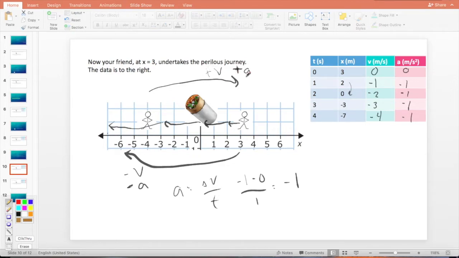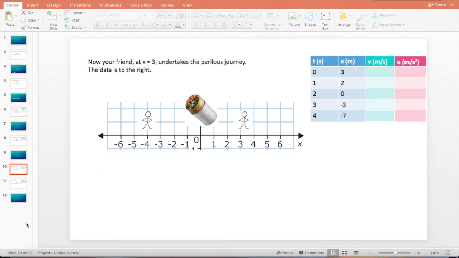Well, remember, it depends on the context for acceleration. Here's the rule. If the sign of velocity and acceleration agree with each other, that means the object is speeding up. If the signs disagree, that means the object is slowing down. So in the last example, this person moving to the right has a positive velocity. Remember, the sign for velocity means direction. And the acceleration was also positive, so the person was speeding up. This person going to the left has a negative velocity. The acceleration is also negative. Those agree with each other, so this person is also speeding up.